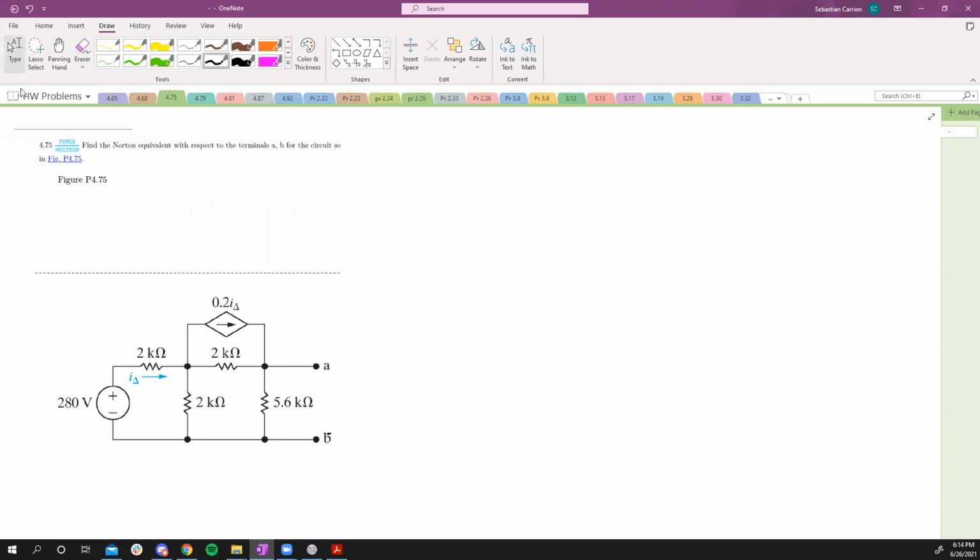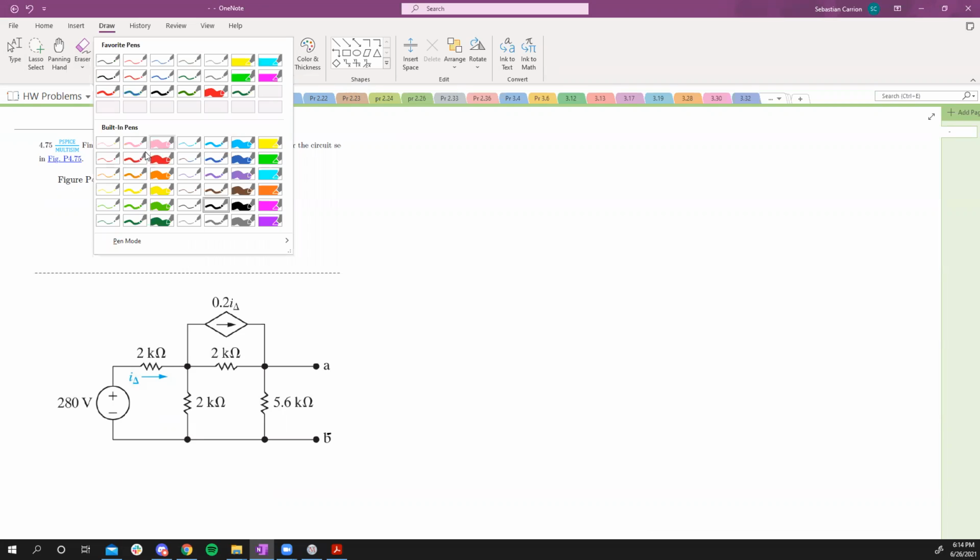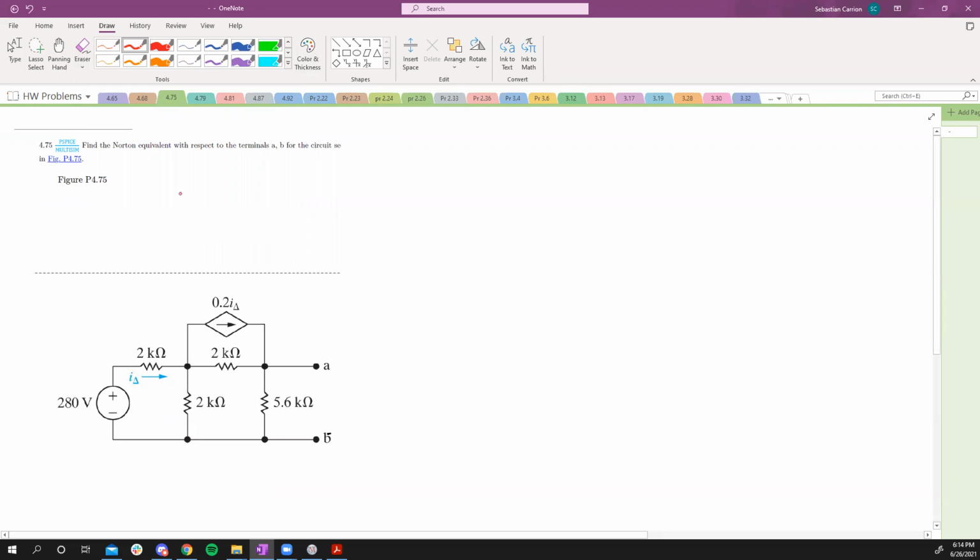Okay, so this is problem 4.75. I'm going to solve this using mesh analysis. To find the Norton equivalent with respect to these two terminals, we have to find the V Thevenin, so the voltage across this 5.6K ohm resistor. And then we want to make another circuit and find the current I short circuit through A and B.